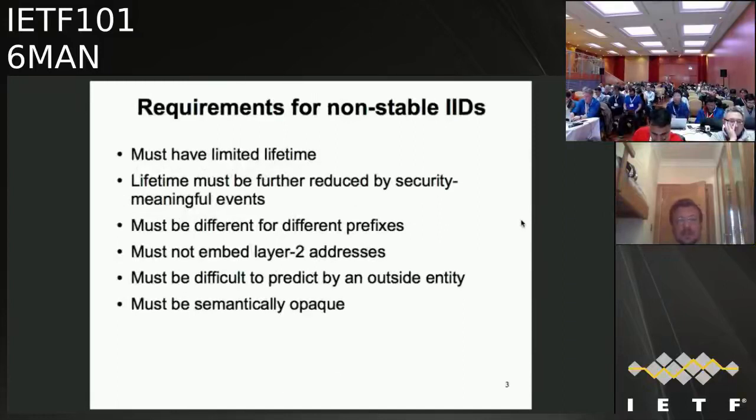These are the requirements that we have so far. First, that these IDs must have a limited lifetime. That the lifetime needs to be reduced by security meaningful events. That the IDs need to be different for different prefixes. This is something that is different from what was the case in RFC 4941. That they should not embed layer 2 addresses. Obviously, that they must be difficult to predict by an outside entity, and that they must be semantically opaque.